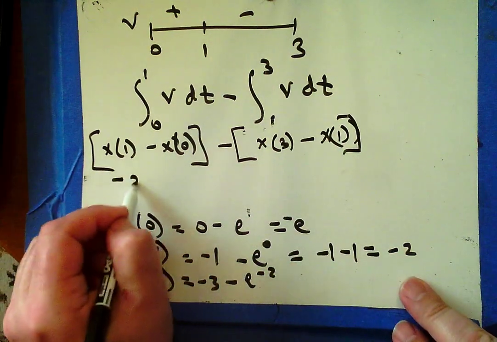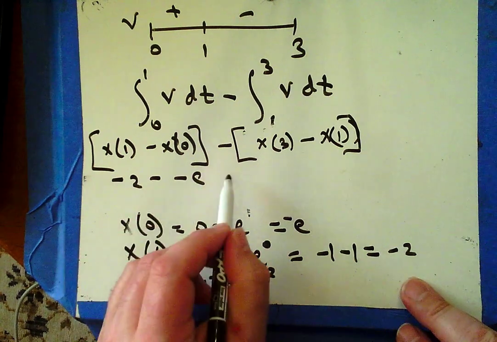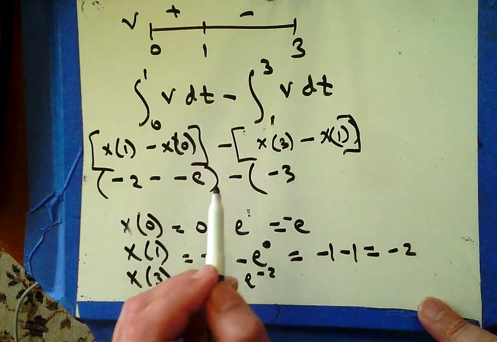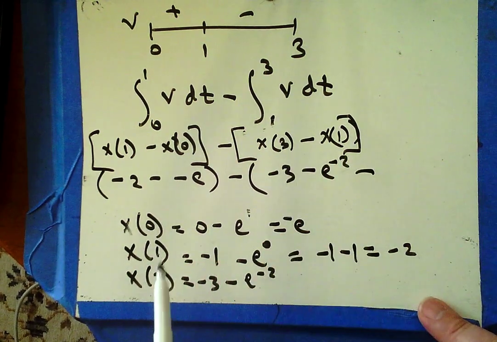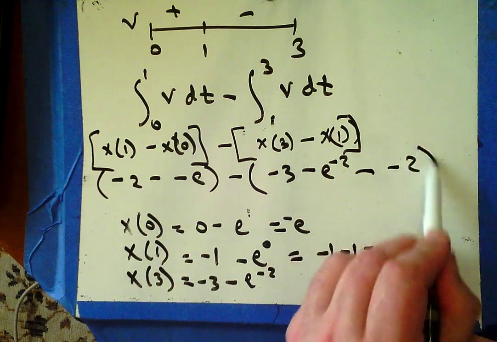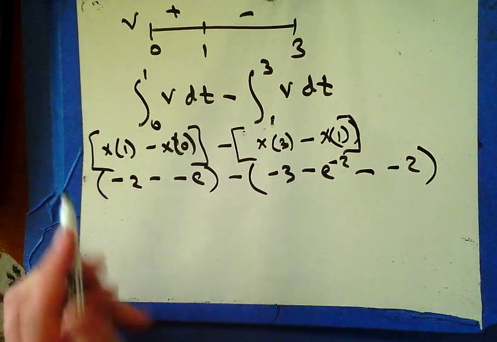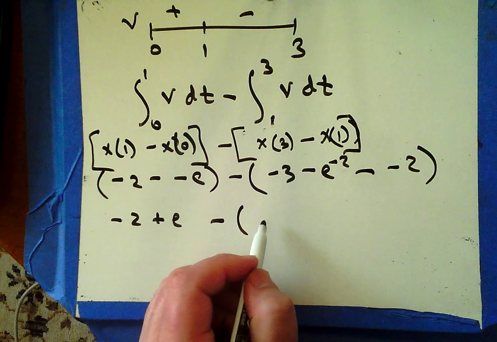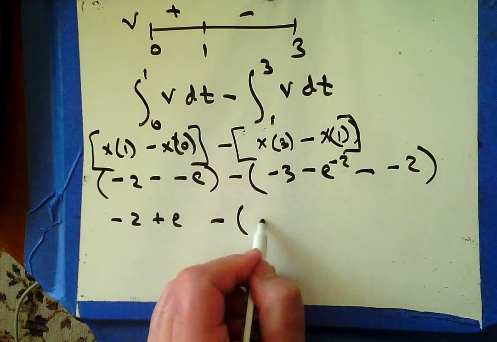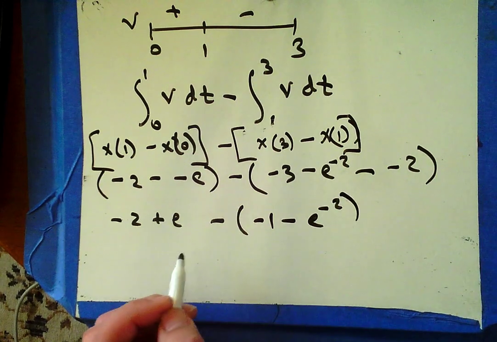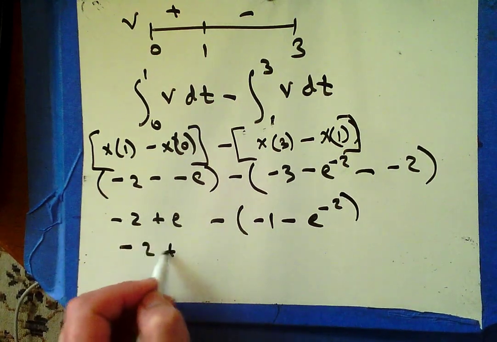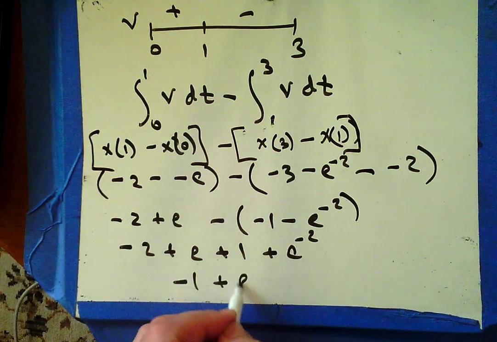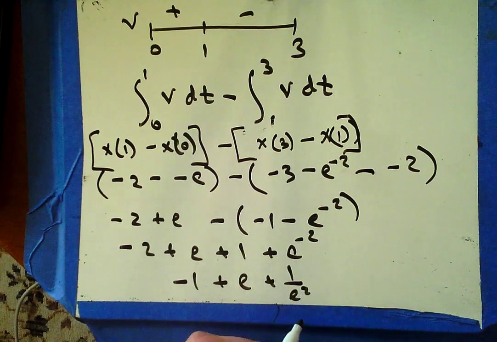So we've got negative 2 minus a negative e minus x of 3 was negative 3 minus e to the minus 2 minus a minus 2. Oh boy, sign fun. So that's negative 2 plus e minus negative 3 plus 2 is negative 1 minus e to the minus 2. And then I've got negative 2 plus e plus 1 plus e to the minus 2, which is negative 1 plus e plus 1 over e squared.